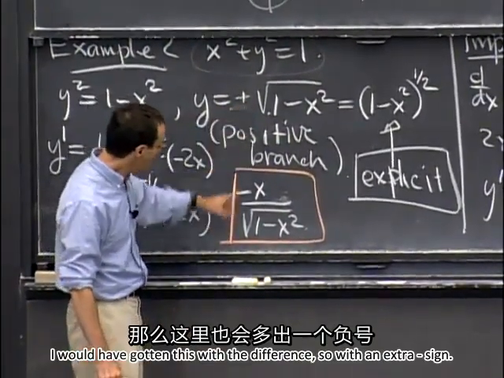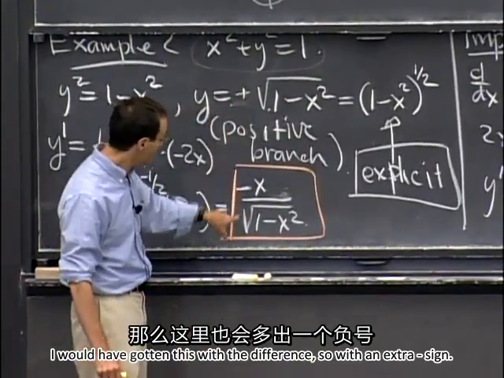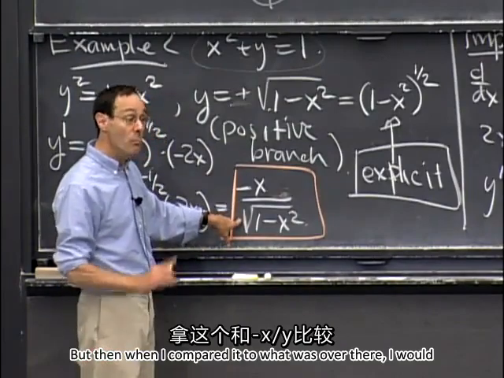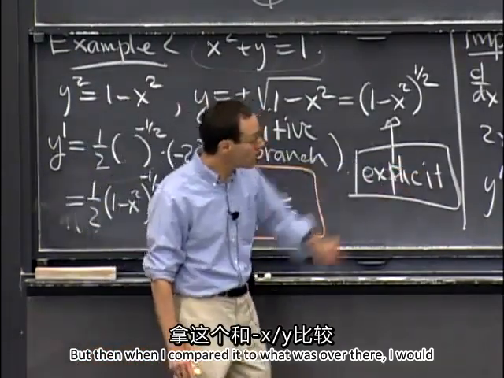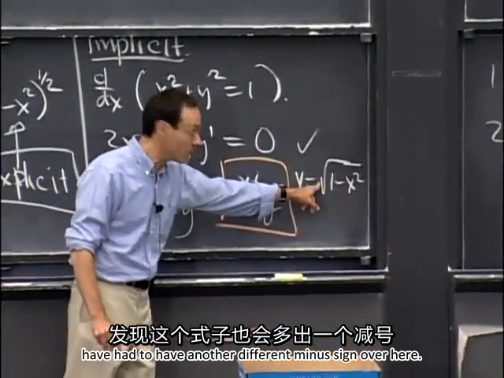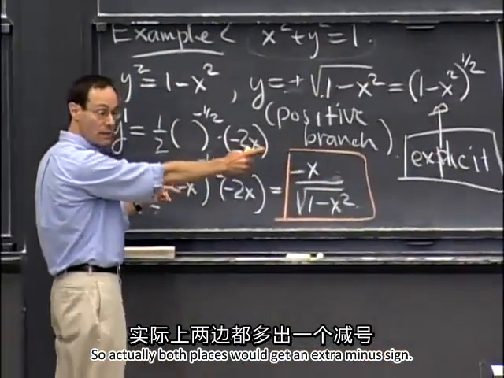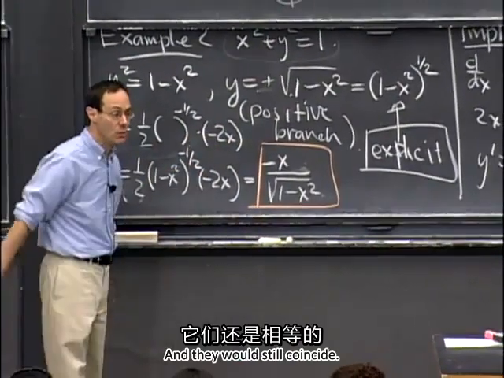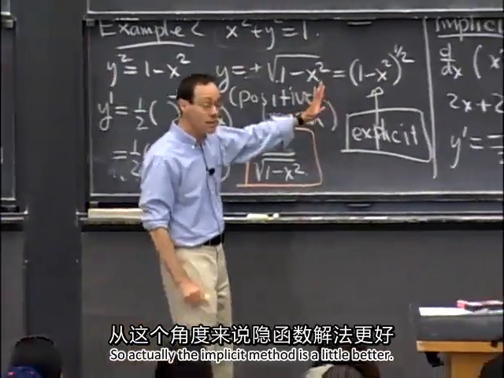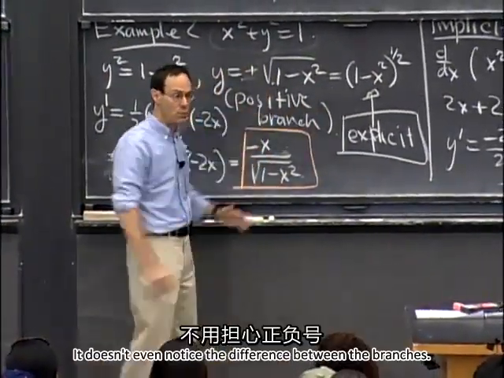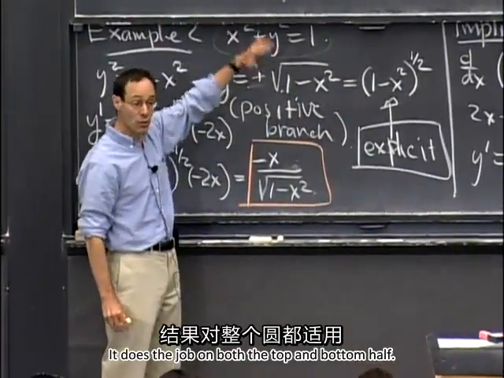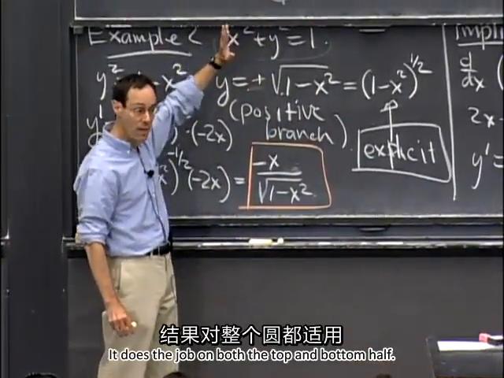Okay? I would have gotten this with an extra minus sign. But then, when I compared it to what was over there, I would have had to have another minus sign over here. So actually, both places would get an extra minus sign, and they would still coincide. So actually, the implicit method is a little better. It doesn't even notice the difference between the branches. It does the job on both the top and the bottom half.